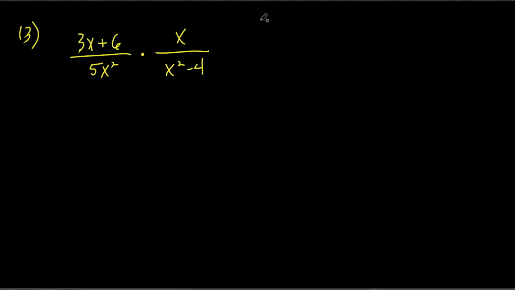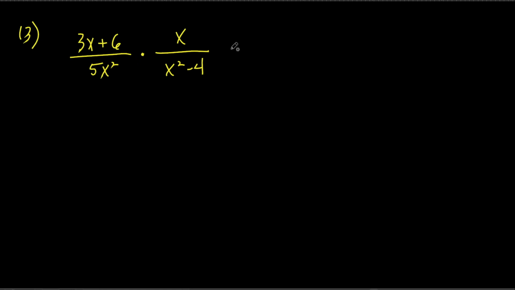All right, let's do number 13, lucky 13. We got a 3x plus 6 over 5x squared. You got a little dot in the middle, means you're going to multiply, and it's x over x squared minus 4. Now, the instructions. The instructions say, perform the indicated operation. So what's the operation? It's multiplication right there. So perform the operation, and it says leave your answer in factored form. We'll talk about that when we get to the end. Okay, leave your answer in factored form.